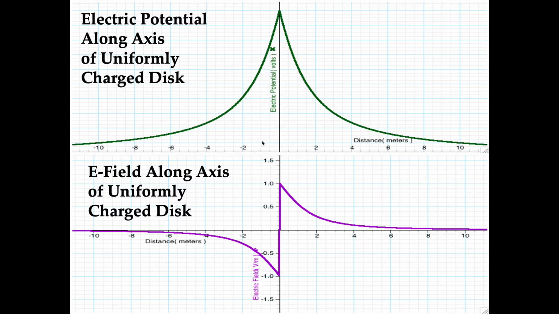So the electric field can be discontinuous at a boundary, but the electric potential cannot be discontinuous over a boundary. And in fact, it switches signs on the other side of the disk. So that second graph is just minus the derivative of the first graph. And that's what it looks like.